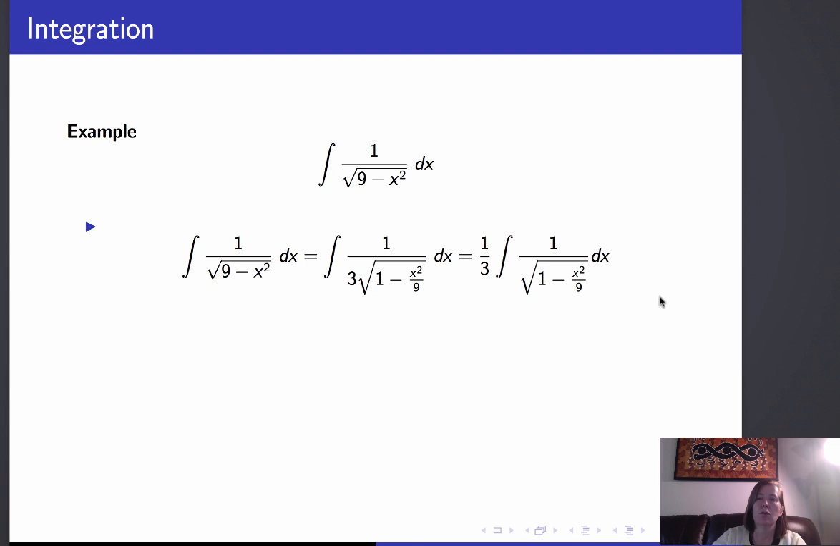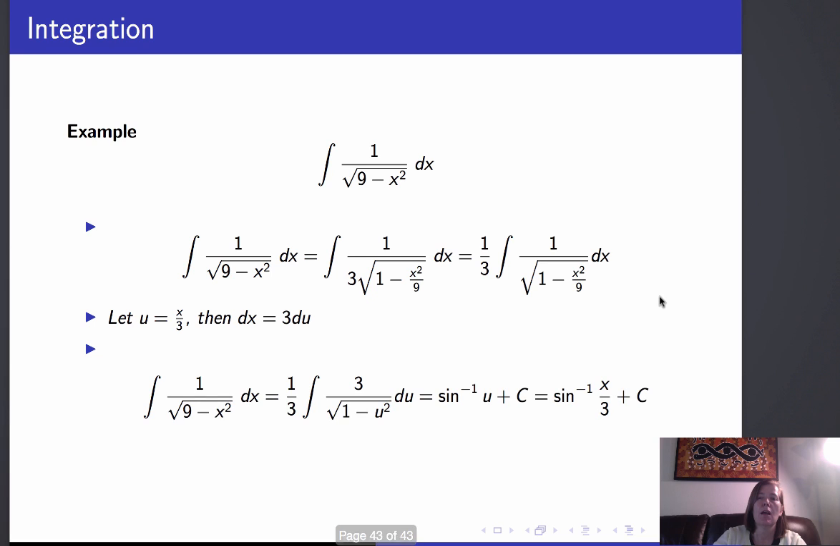And now this looks more like 1 over the square root of 1 minus u squared, and if we let u equal x over 3, that should do the trick. So letting u equal x over 3, we have dx is equal to 3 times du, so we can substitute 3 times du for dx, and it's not a definite integral here, so we don't have to convert endpoints. So our integral becomes 1 over 3 times the integral of 3 times du over the square root of 1 minus u squared.